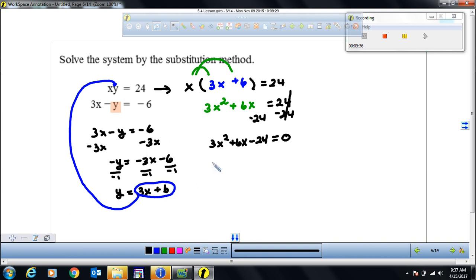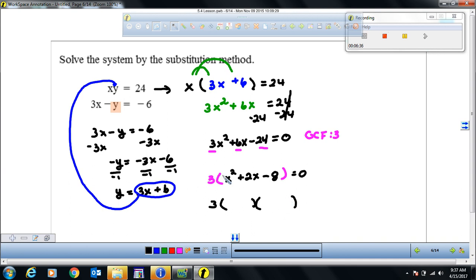Then we need to factor. Now, before we do the AC method, something we need to consider is that these three values have a greatest common factor. So the first thing is that I'm going to take out the greatest common factor of 3. If I do that, my equation is reduced to 3 times x squared is 3x squared, 3 times 2x is going to be 6x, and 3 times negative 8 is going to be negative 24. Then we're going to factor using the AC method as usual.